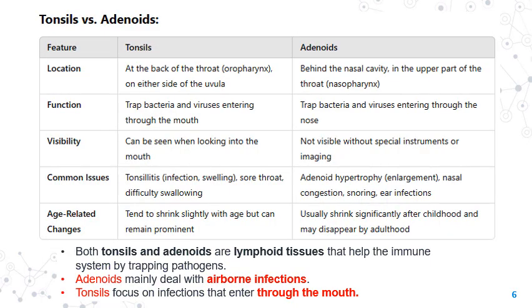All right, so I put this slide here to differentiate the tonsils from the adenoids. You can read on your own and you're going to see basically their functions. I put some functions here that are more important: adenoids are going to be catching airborne pathogens, and tonsils are going to be catching whatever pathogen comes through your mouth.